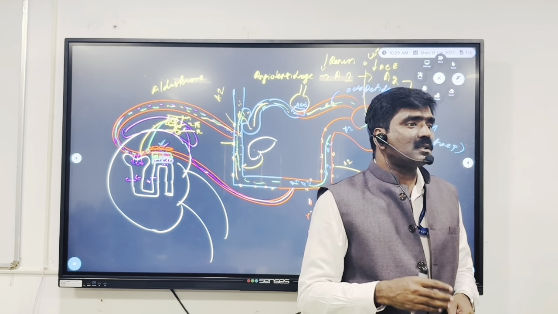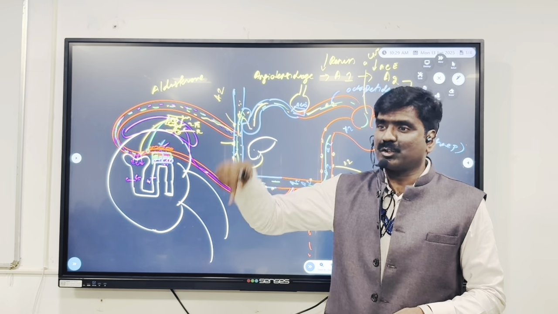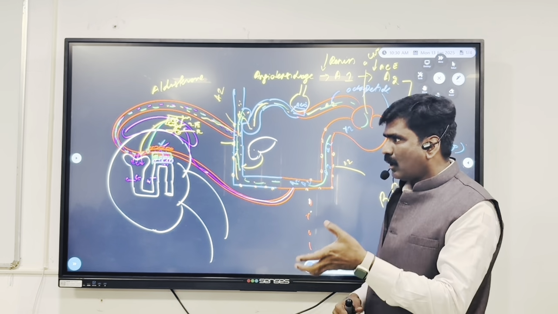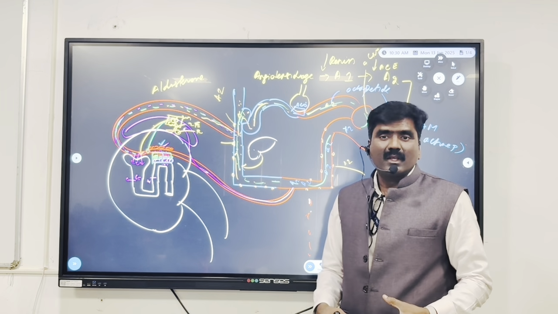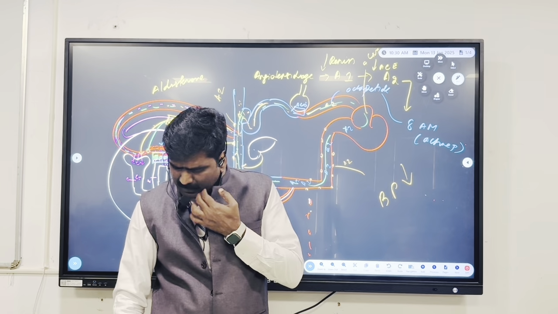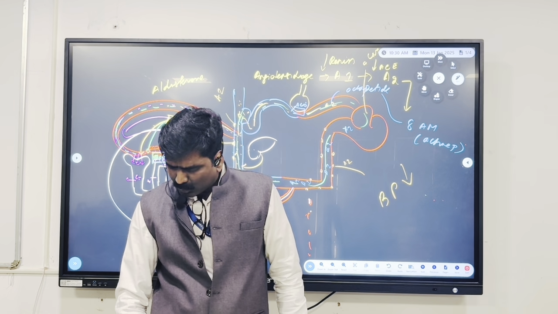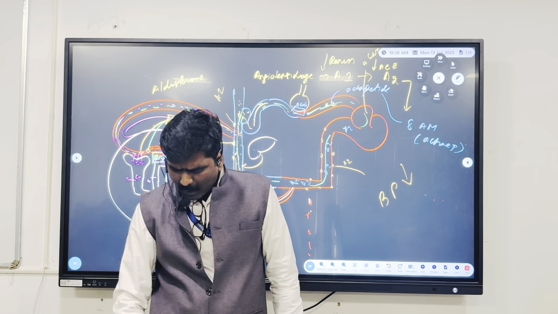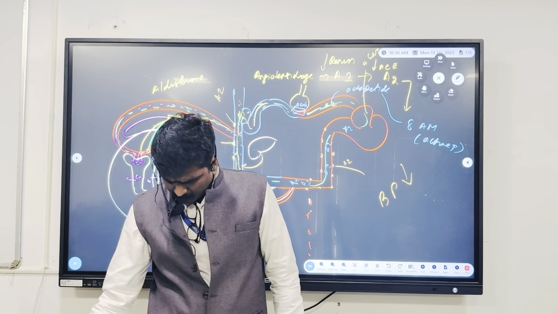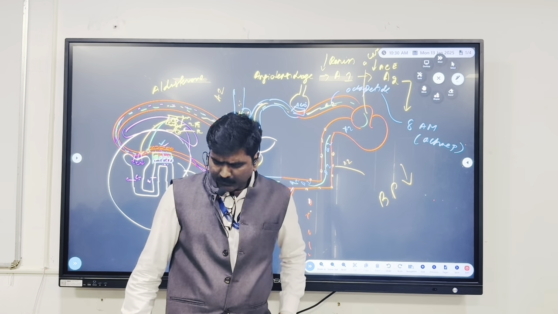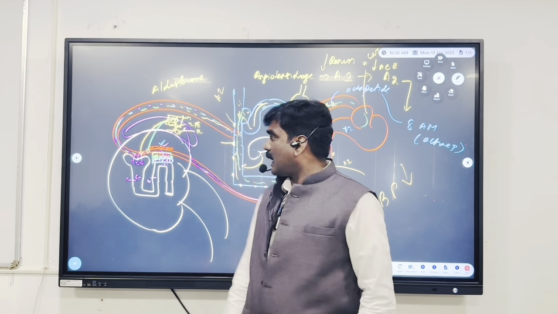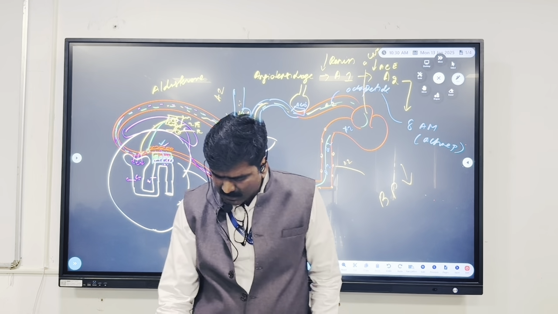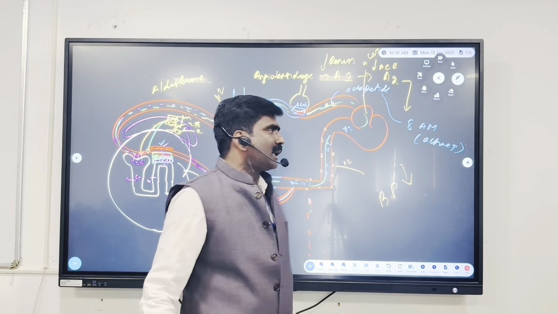Now we have to study the function of aldosterone. Aldosterone also has some effect in the cardiovascular system to increase pressure. So what does aldosterone do? Now we will see how aldosterone works. It works on special cells, the principal cells in the collecting tubule.